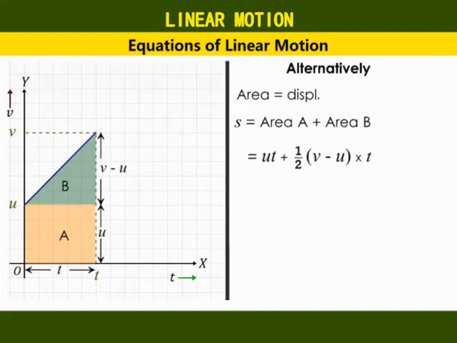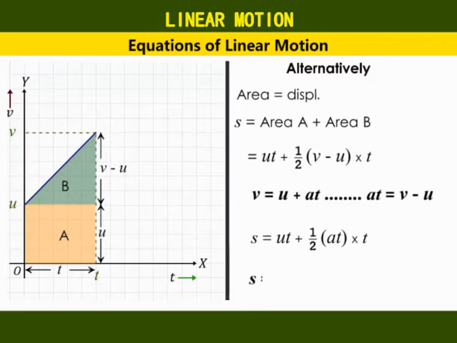From equation 1, v = u + at. We can rearrange it into at = v − u. Then we substitute this v − u with at, so that we shall have s = ut + ½(at)t. This will give us s = ut + ½at², the same equation.